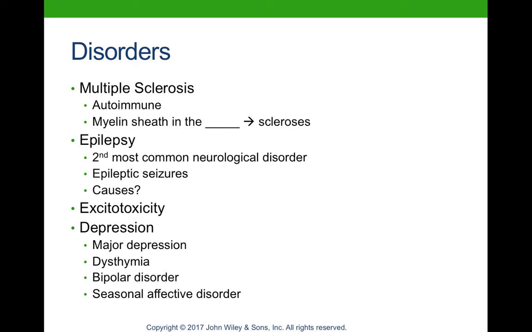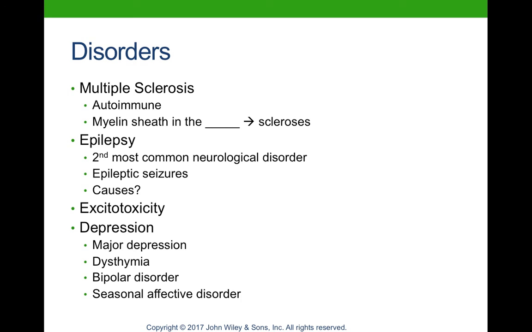Speaking of excitability, excitotoxicity causes high levels of the neurotransmitter glutamate to cause destruction of the neurons due to oxygen deprivation. And our last disorder here is depression. It is another disorder of the nervous system. People who are depressed may feel sad and helpless. There are many types of depression, and we have listed some here.